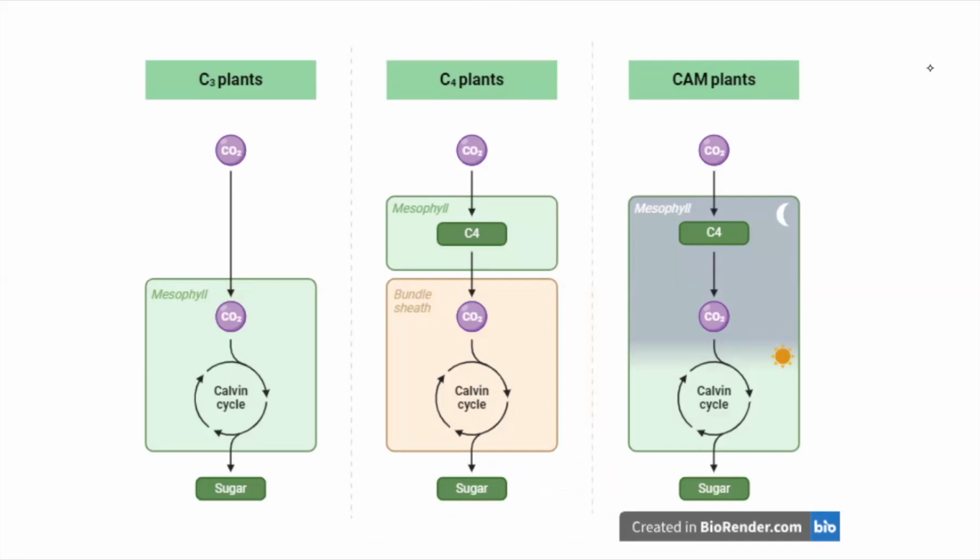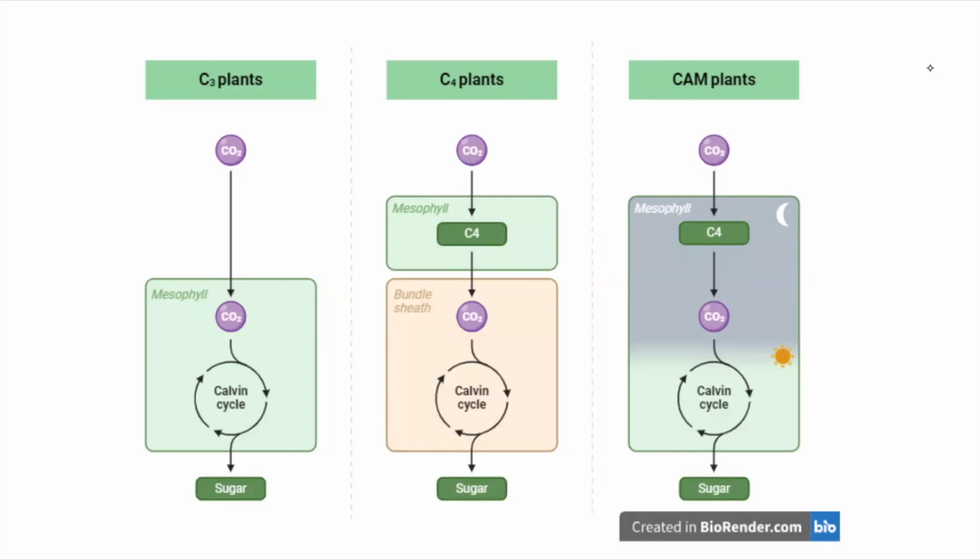C4 plants are going to concentrate our CO2 in a different cell and then send it into another, so they have two locations basically. They'll concentrate it in one cell and then move it to a different cell for the Calvin cycle. And CAM plants, instead of doing a location, they're going to concentrate their CO2 at night and then they'll do the Calvin cycle during the day.